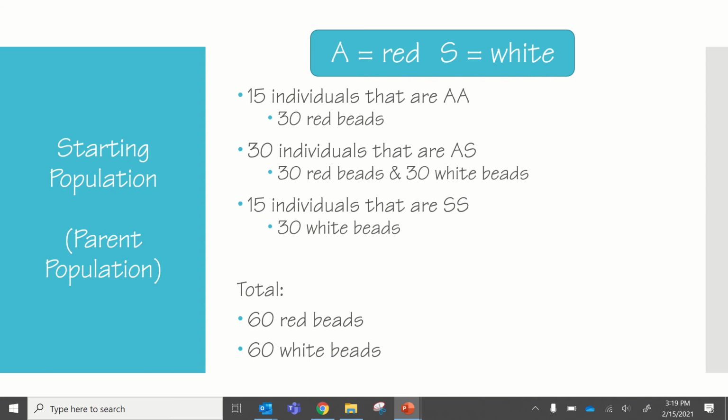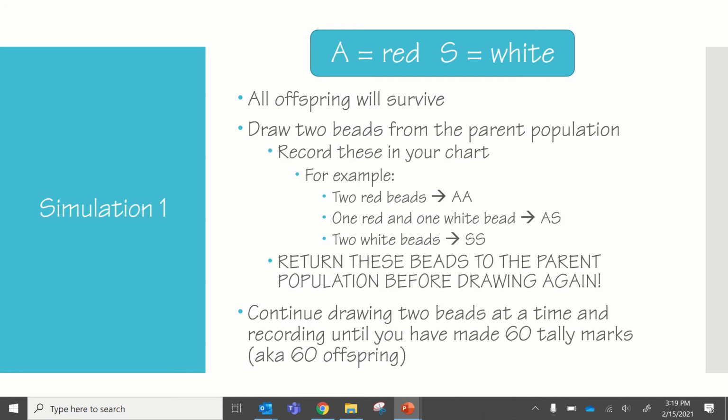So when you start out, you're going to set up your cup. There will be 15 individuals that are homozygous dominant, so AA. There'll be 30 individuals that are heterozygous, so AS. And there's 15 individuals that are SS or homozygous recessive. That means there will be 60 red beads and 60 white beads. I'm doing this based on the cup that I gave you. So if you're using something else, it's probably not going to be red and white, but just do 60 of each of your two variations, whatever it is you're doing.